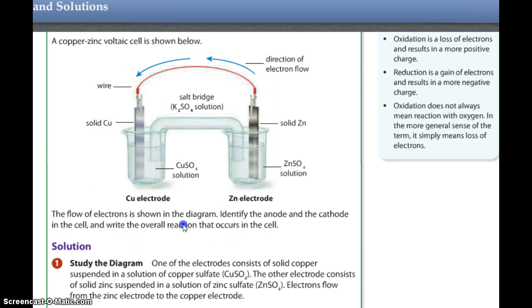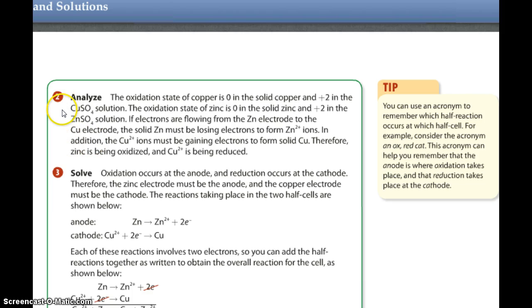And go ahead and try writing the overall reaction if you're ready. If you're not sure yet, that's okay. The oxidation state of copper is 0 in the solid copper and +2 in the copper sulfate solution. The oxidation state of zinc is 0 in the solid zinc and +2 in the zinc sulfate solution.